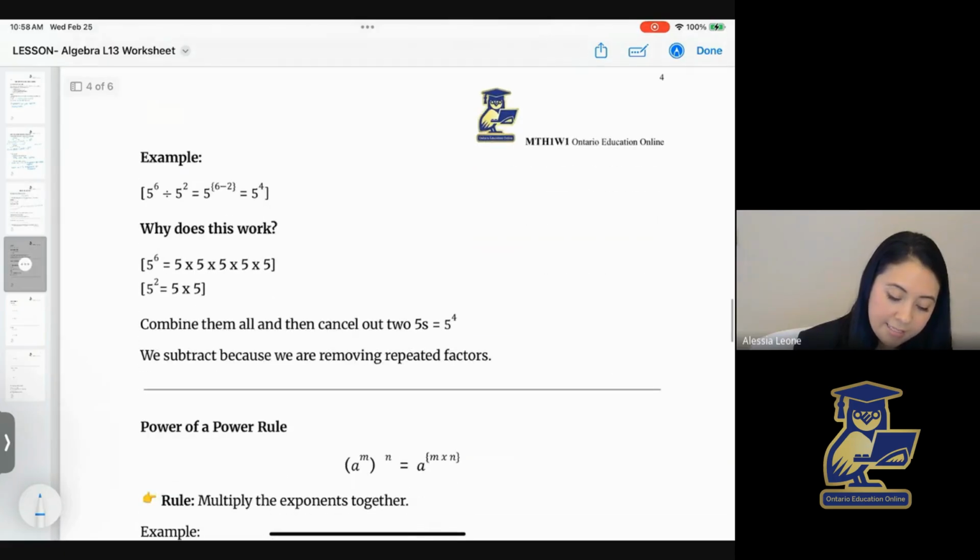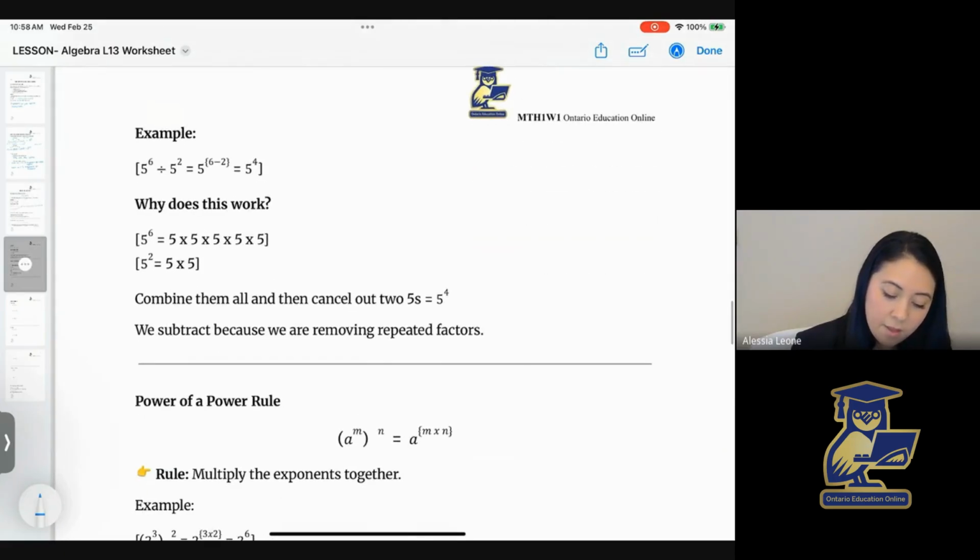Let's look at an example here. We have 5 to the power of 6 divided by 5 to the power of 2. Now, that has the same base of 5 and 5. So we know we can use our exponent rule and subtract our exponents. So we can do 6 take away 2. That leaves us with 5 to the power of 4. Now, why does this work?